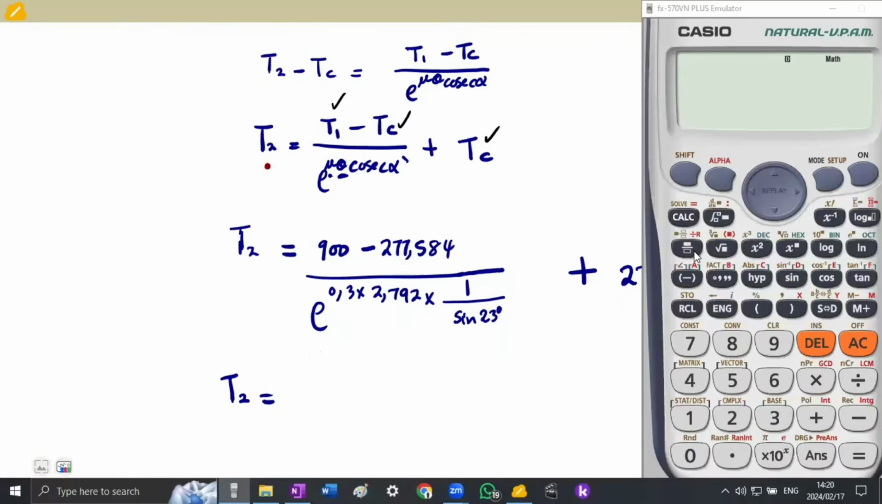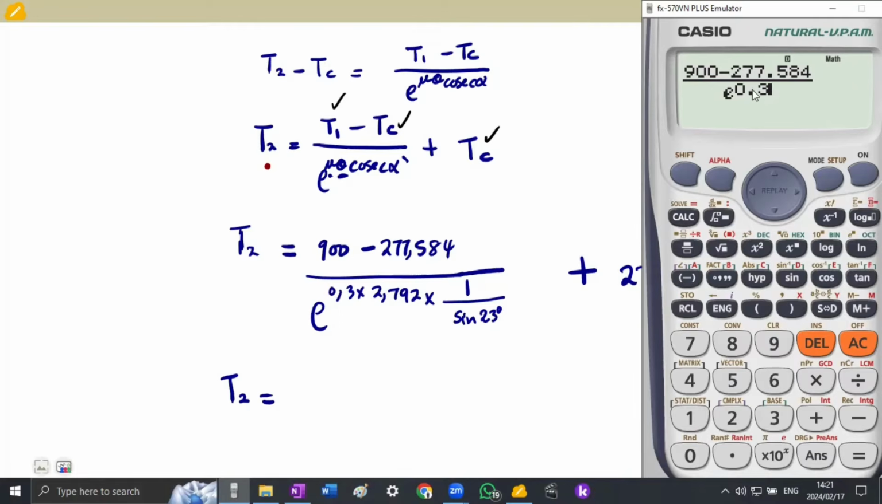So this is, just put a fraction here. We're going to have 900 minus this. All right. So the first part of the fraction is not that difficult to most of us. Just going to substitute minus 277.584. Okay, then this is over E. This E is the base of the Napierian log, this one, the E. So it's shift, you go to this E, like that. All right, so that's 0.3.